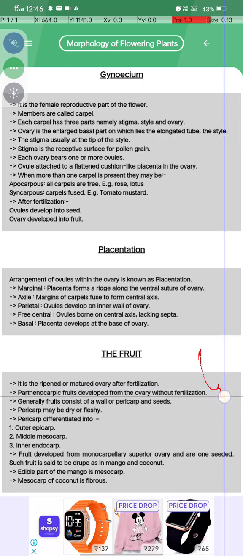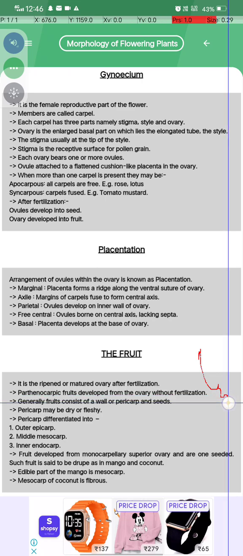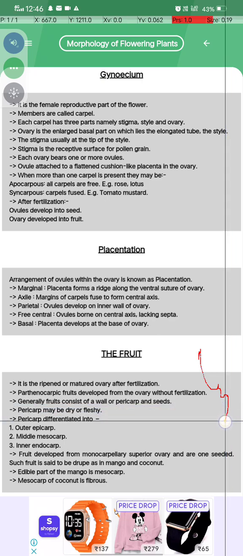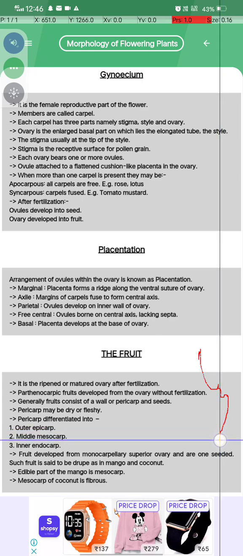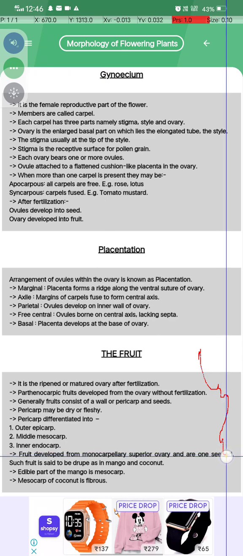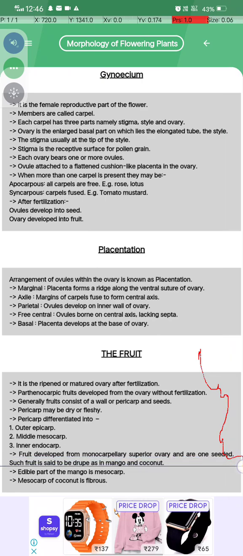The parthenocarpic fruit develops from the ovary without fertilization. Generally, a fruit consists of the wall, the pericarp, and the seed. The pericarp may be dry or fleshy. The pericarp differentiates into the outer epicarp, the middle mesocarp, and the inner endocarp. Fruit developing from a monocarpellary superior ovary and being one-seeded is said to be a drupe, as in mango and coconut. The edible part of mango is the mesocarp, and in coconut the mesocarp is fibrous.